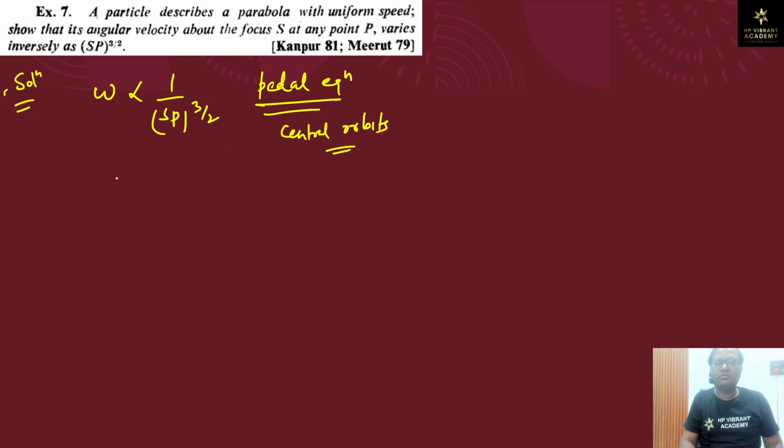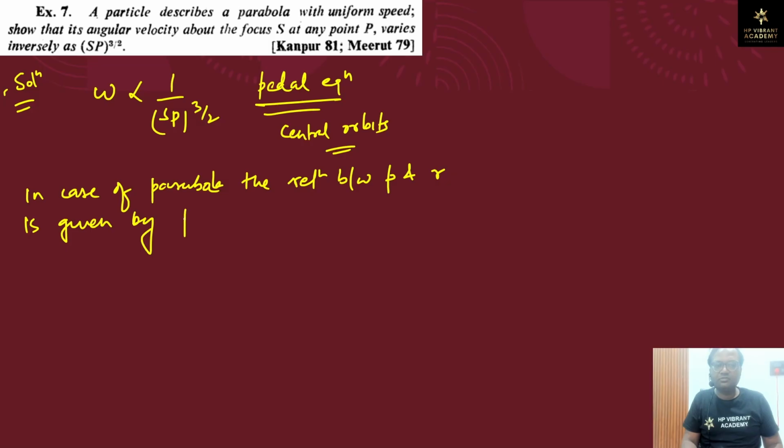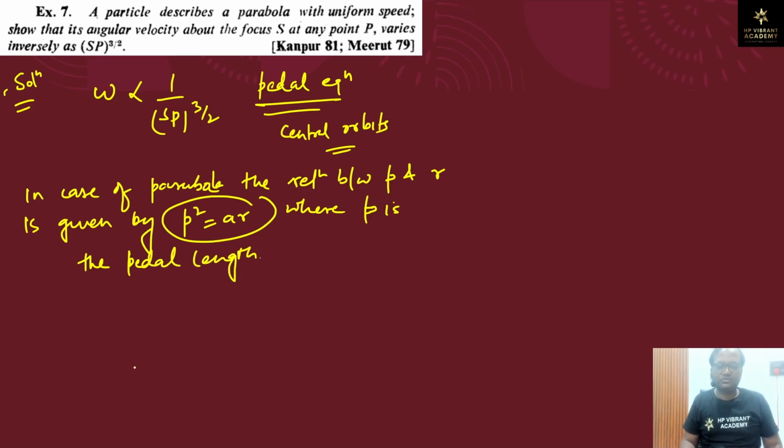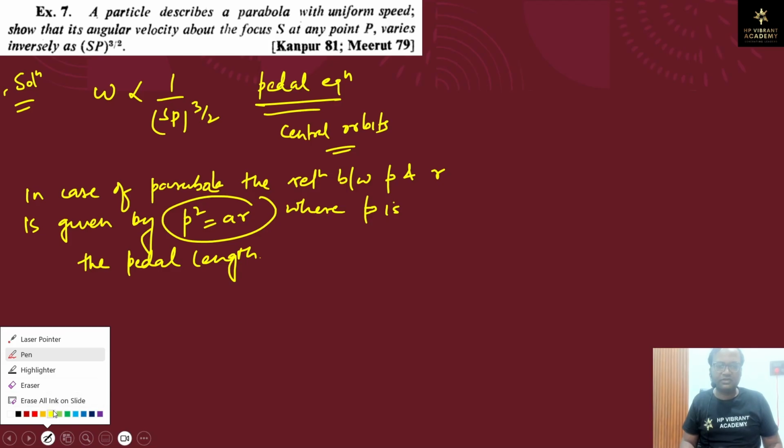What we have to remember here is that in case of a parabola, the relation between small p and r is given by p square is equal to ar, where small p is the pedal length.